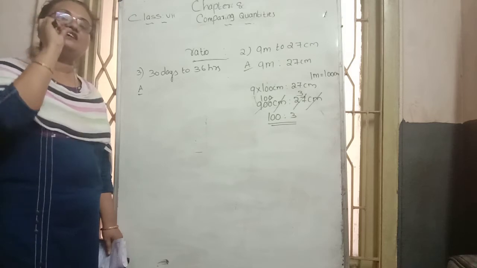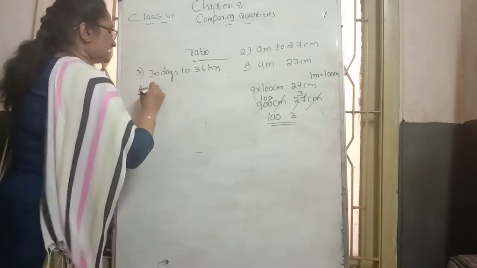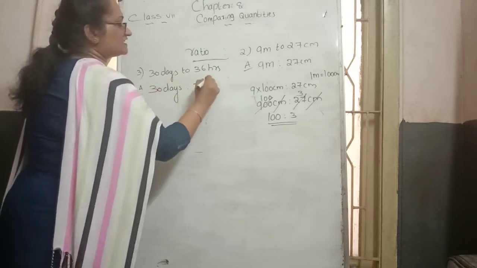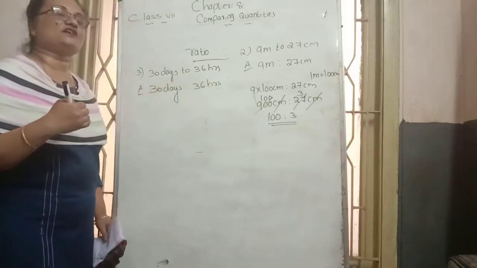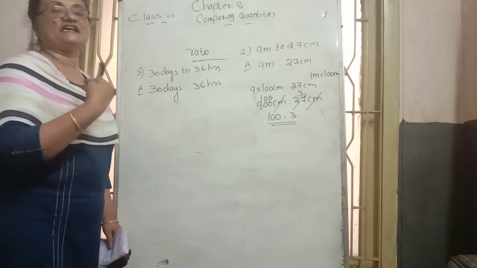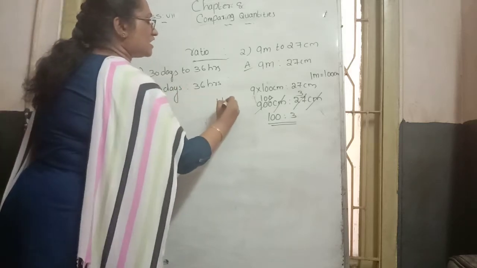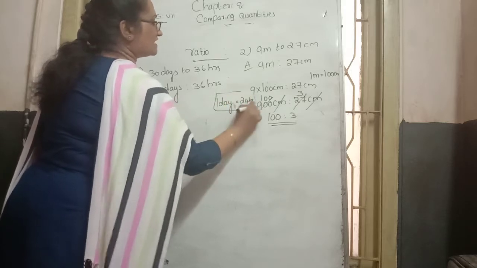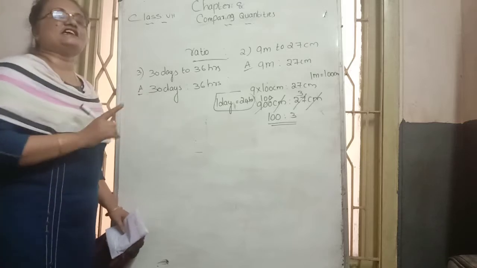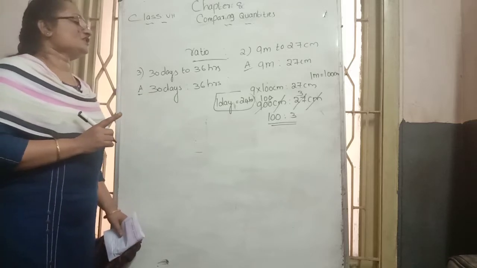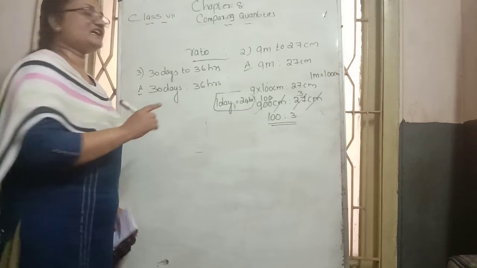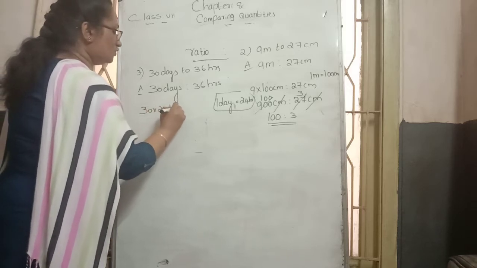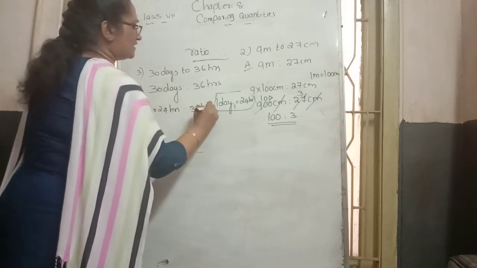First step, we make it as a ratio symbol. So we can write 30 days, ratio symbol, 36 hours. Next step, what do we want to do? Convert days to hours, since days are greater. We know that 1 day carries how many hours? 1 day carries 24 hours. That's why 30 days we can write as 30 into 24 hours is to 36 hours.